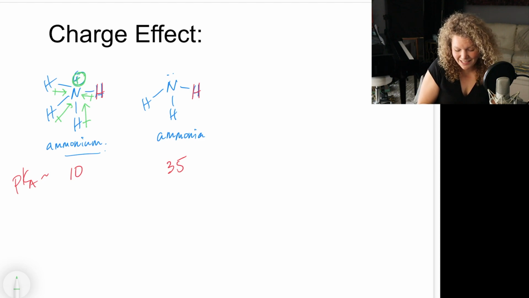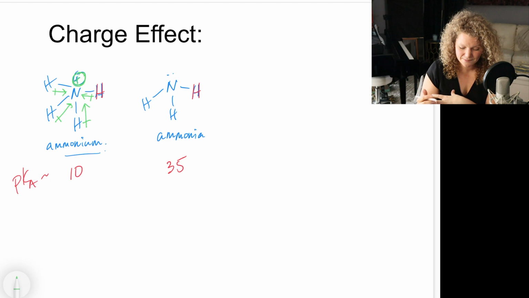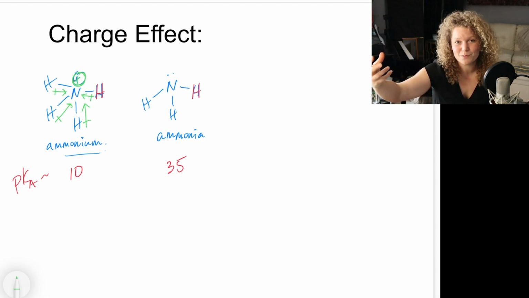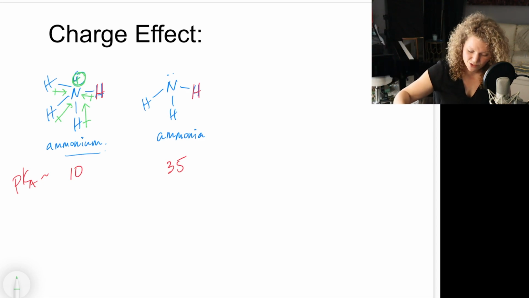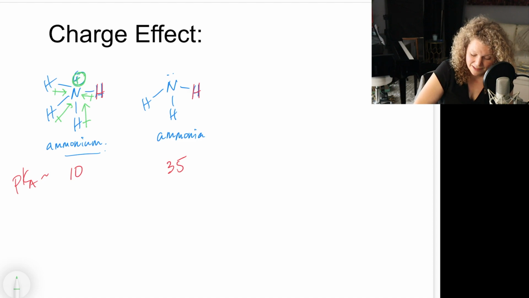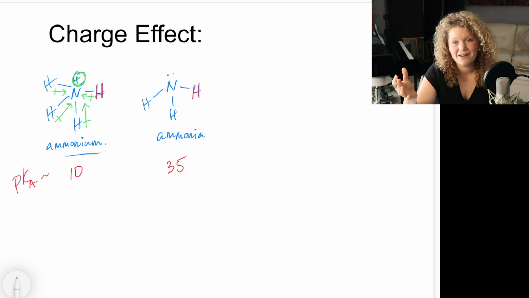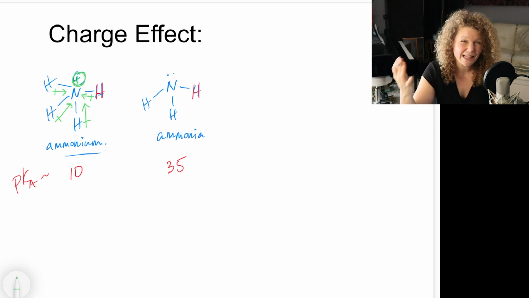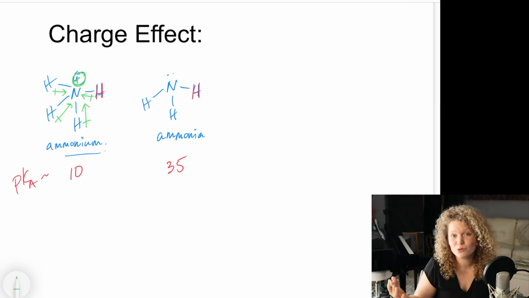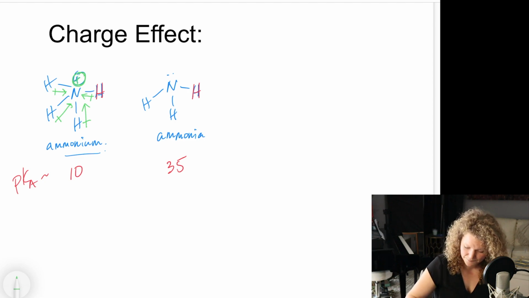Now, if this is the case, that means that that proton, it's more like an H+. Whereas for nitrogen, it's neutral. There's nothing on this atom that's making those protons even more acidic. So this charge effect is simply saying that if you have an atom with a positive charge, it's likely that the hydrogen bound to it is more acidic than its neutral sibling.